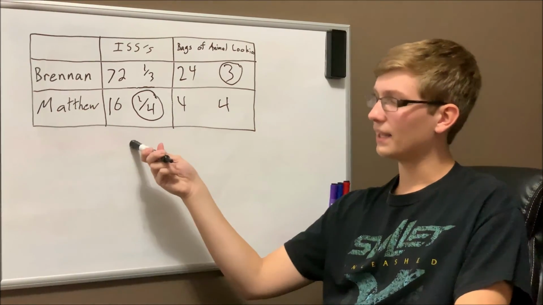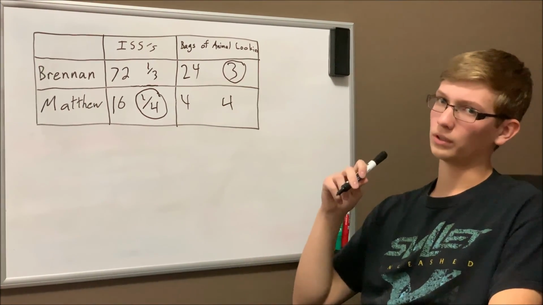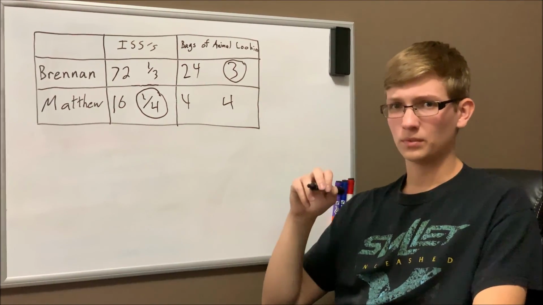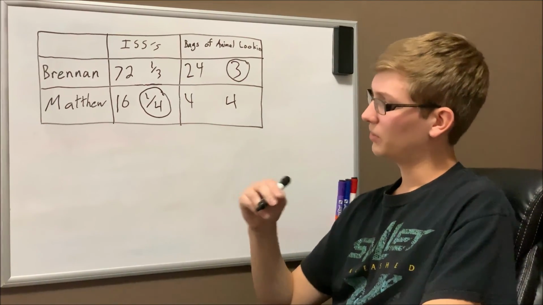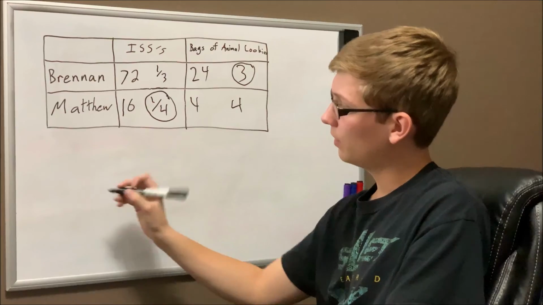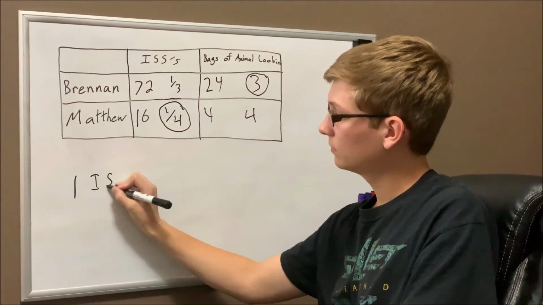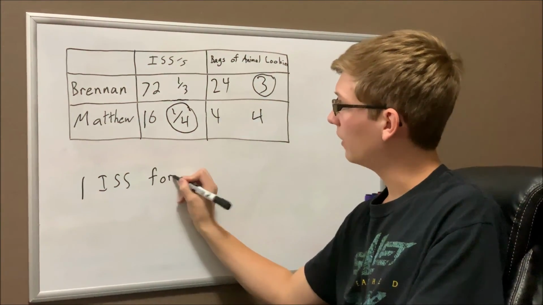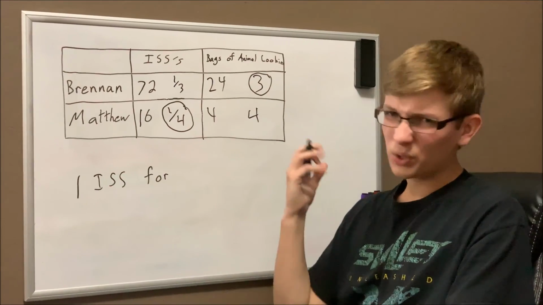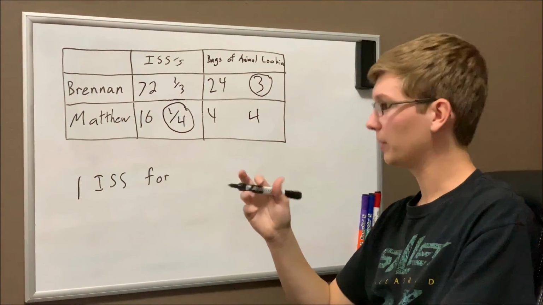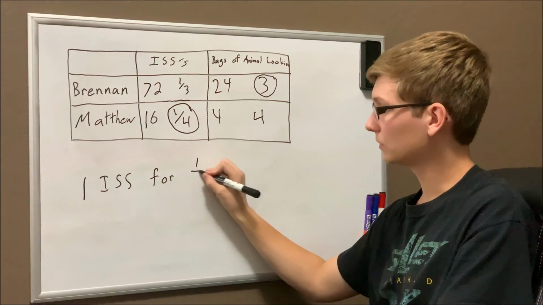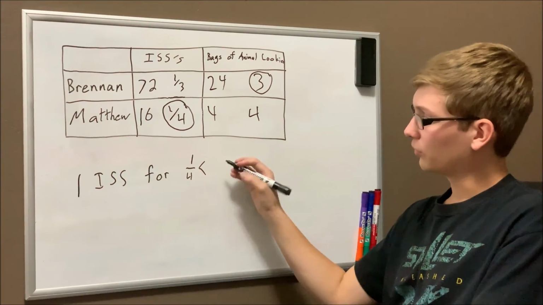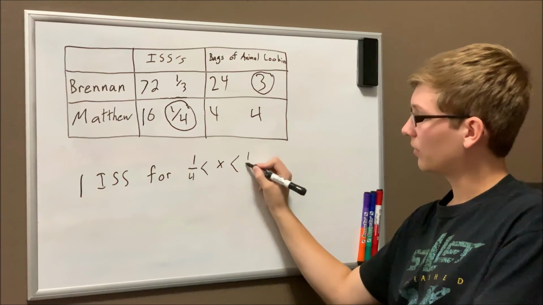So if Matt's going to make ISSs and I'm going to make animal cookies, then, well, we'll just say in terms of the spaceships, or ISSs, whatever you want to call them, they're the same thing anyway. We could trade one ISS, and that's Matt making that. He could trade that with me for, let's say, between a quarter of a bag of cookies and a third of a bag of cookies. How you write that is you just say, well, the number I'm going to trade, X bags of animal cookies, is greater than a fourth, but also less than a third.